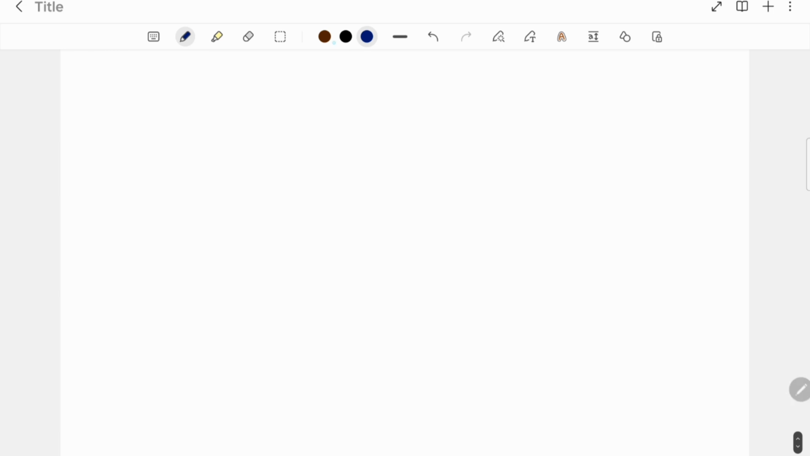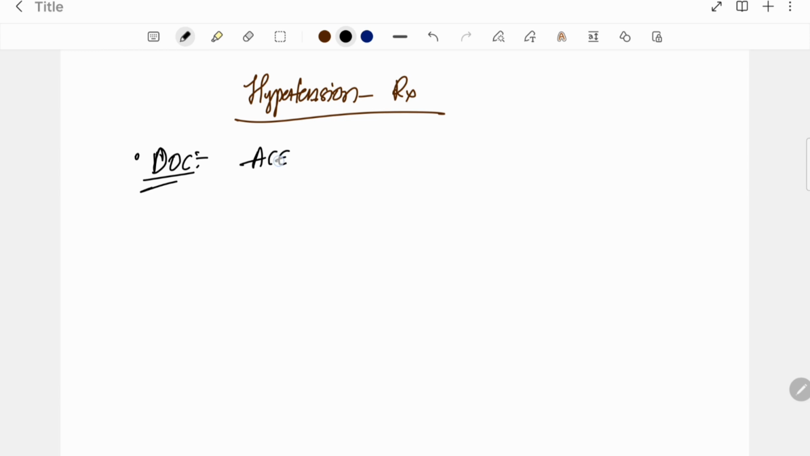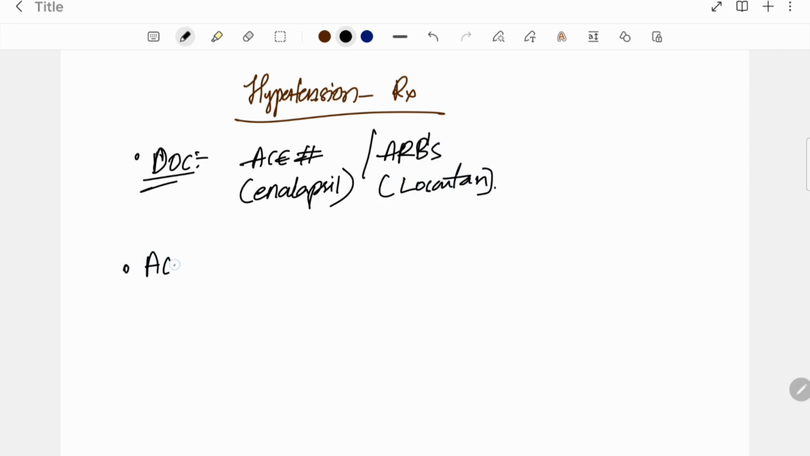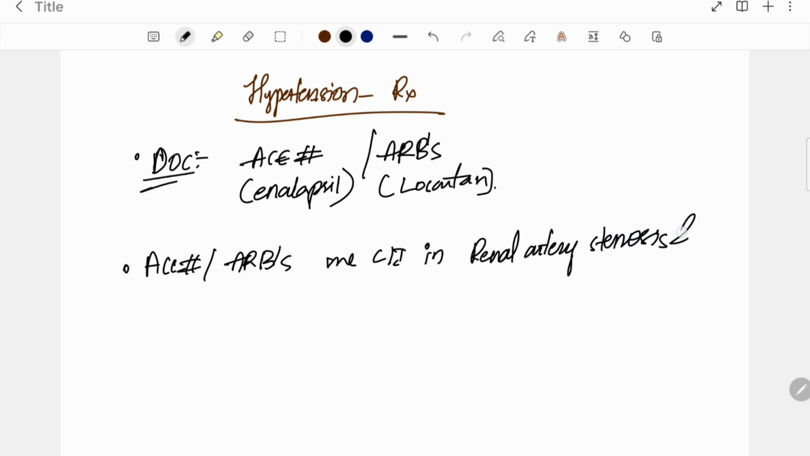Next, treatment for hypertension. So the hypertension treatment in children. Firstly, the drug of choice is ACE inhibitors, that is enalapril. Among the ARBs, losartan is the drug of choice for hypertension. These ACE inhibitors or ARBs are contraindicated in renal artery stenosis, and also if the GFR is less than 30.